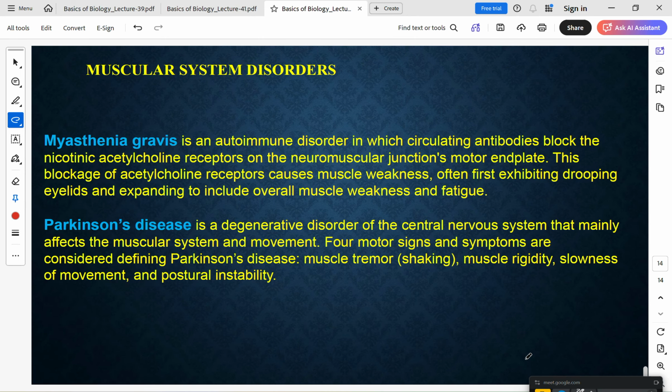Myasthenia gravis is an autoimmune disorder in which circulating antibodies block nicotinic acetylcholine receptors on the neuromuscular junction. This blockage of the receptors causes muscle weakness, first exhibited by drooping eyelids and expanding to include overall muscle weakness and fatigue. Parkinson's disease is another disorder. It's a degenerative disorder of the central nervous system that mainly affects the muscular system and movement. Four motor signs and symptoms are considered defining Parkinson's disease: muscle tremor or shaking, muscle rigidity, slowness of movement, and postural instability.